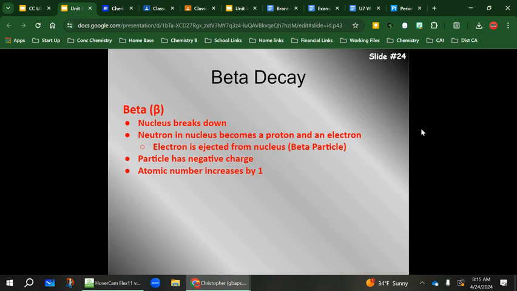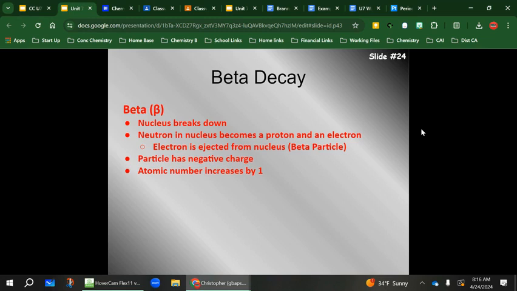Okay? It goes up by 1 instead of down by 2. So if you have an element on the periodic table like francium, if it were to undergo beta decay, what would it become? Radium. It would become radium. During alpha decay, we move back 2 spots. During beta decay, we move forward 1. We move forward 1, ladies and gentlemen. Okay? What happens to the mass number here? It does not change.